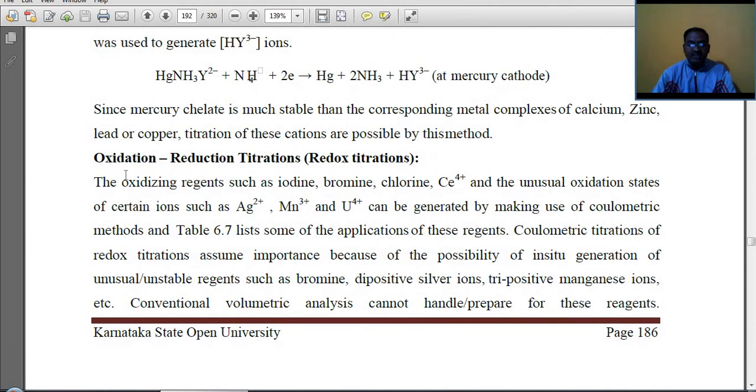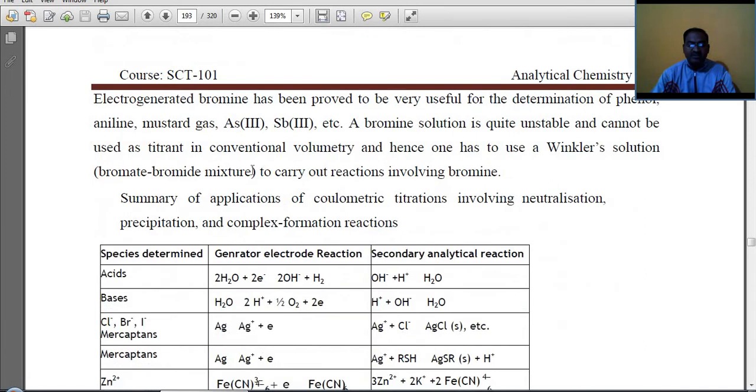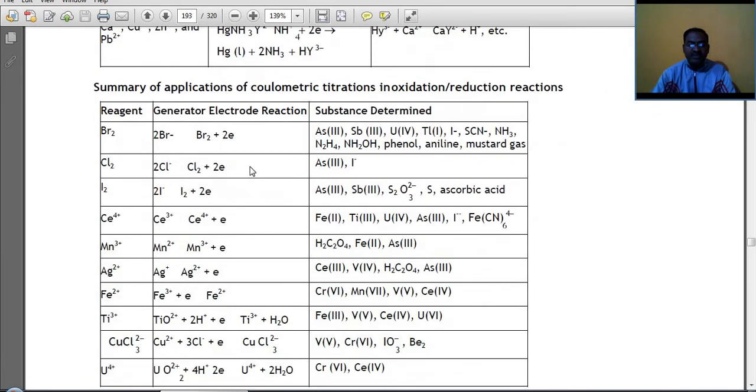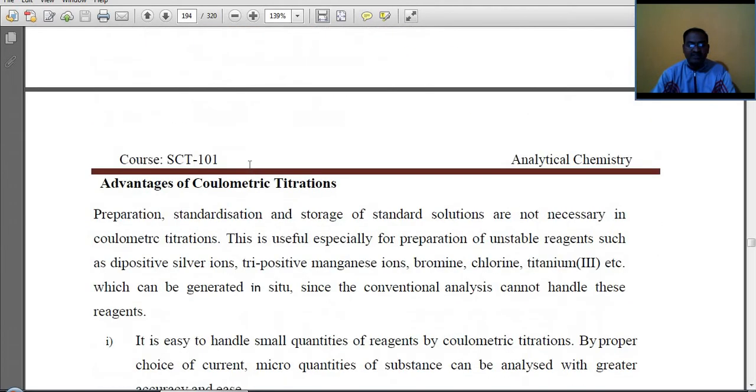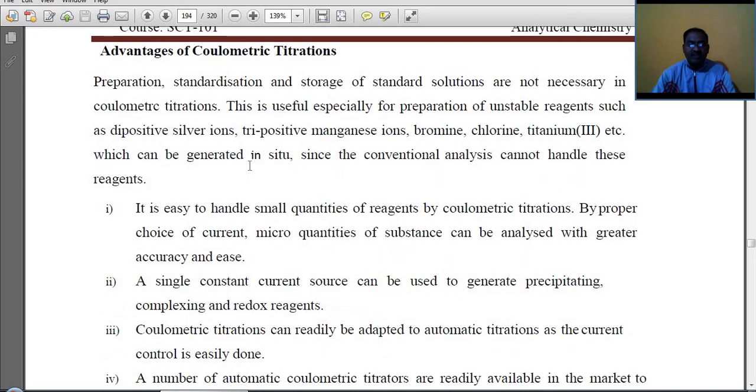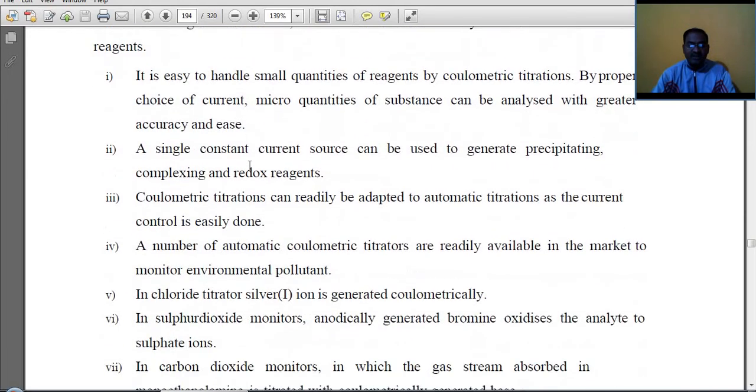Next, oxidation reduction titrations. For that, this is repeated; so many times we are going to repeat the acid base titration. What are the advantages of this coulometric titration?